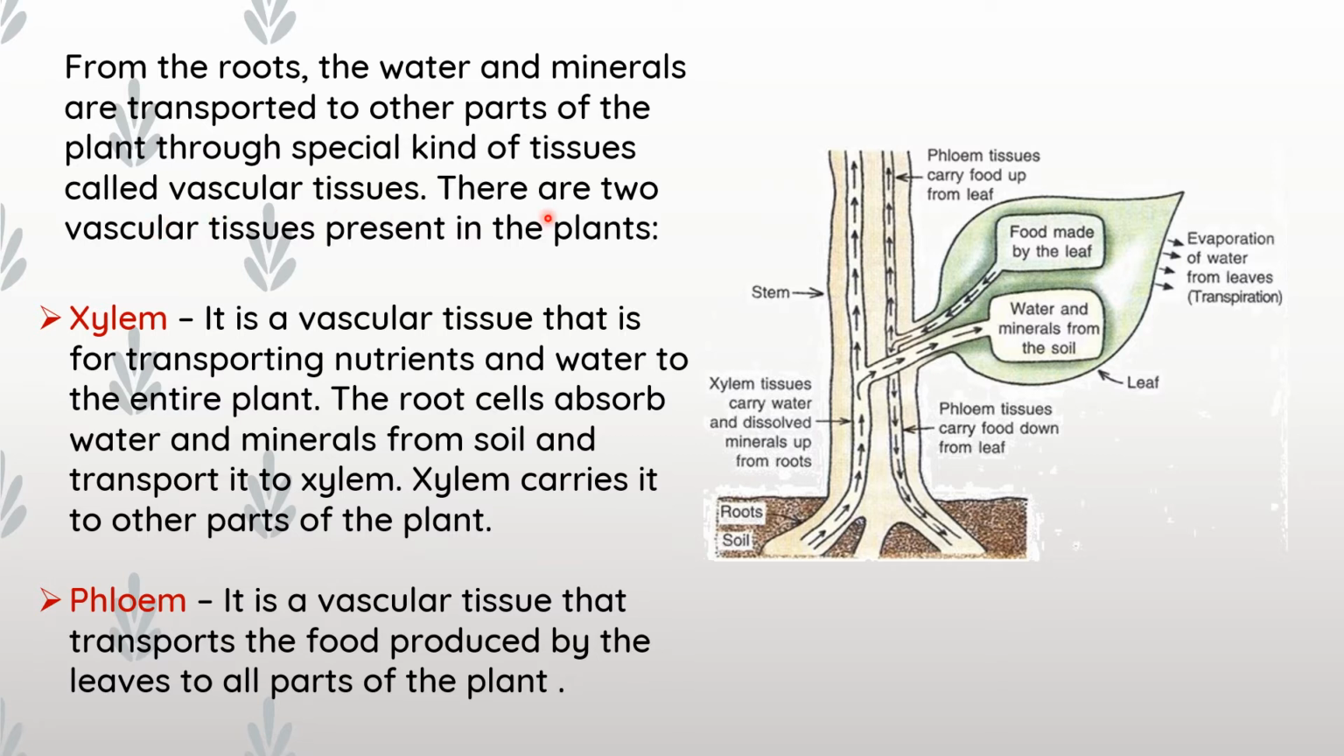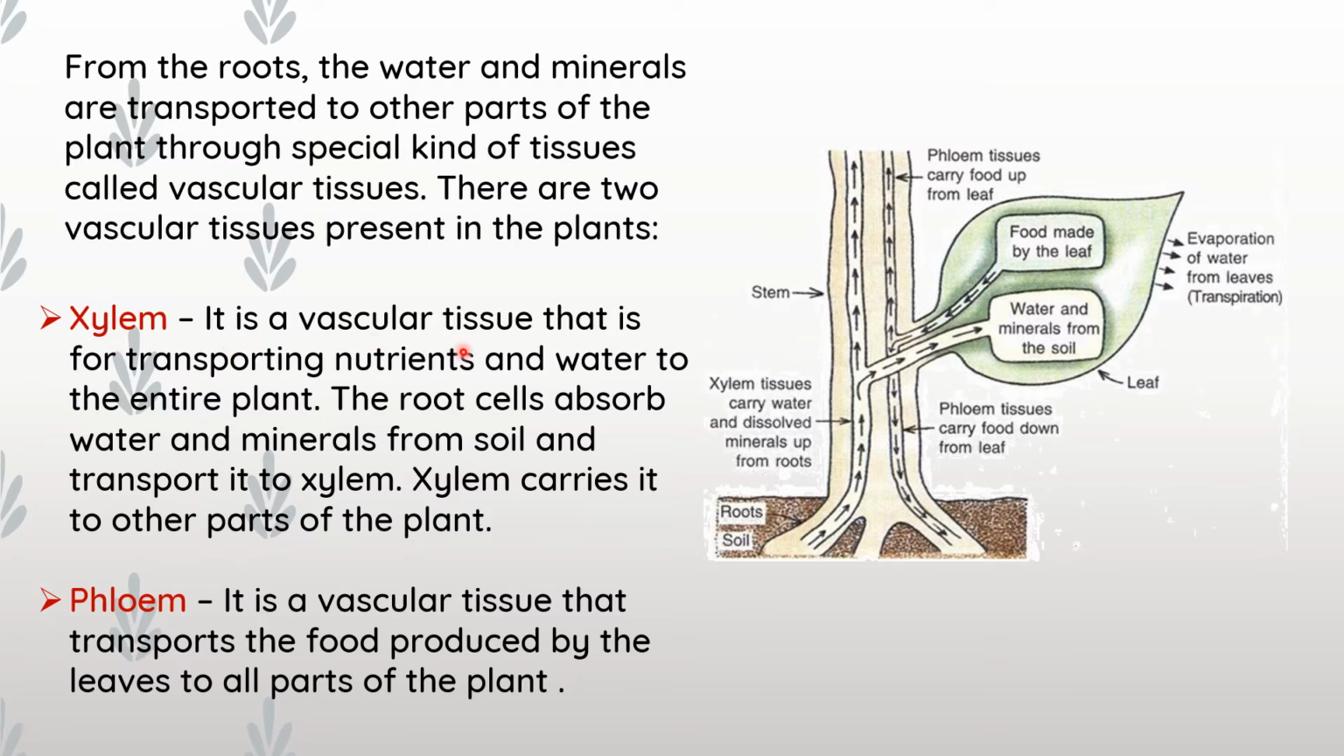There are two vascular tissues present in the plants. Which are they? Xylem and phloem. Note the spelling: xylem, and phloem. These are called vascular tissues. Through the vascular tissues, water, minerals and food are transported to all parts of the plant. Then we will see what is the function of xylem and what is the function of phloem.